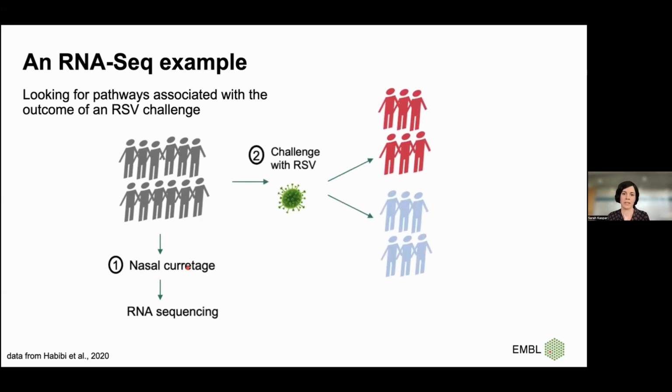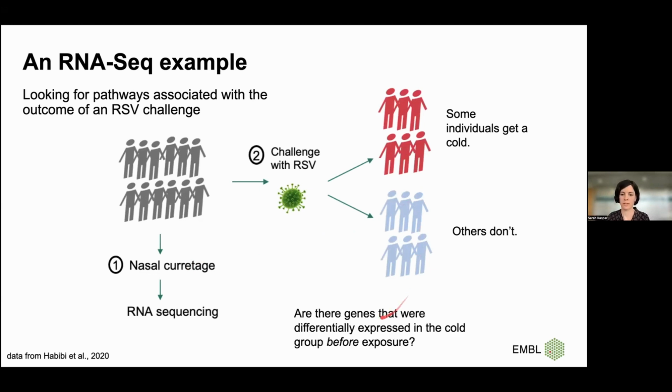Then they challenged each of the volunteers with the virus, so I think they put some drops of it in the nose. And then after a couple of days, some of the participants got a cold and some didn't. Now that the group was divided into two groups, the question was, of course, whether there were genes that are differentially expressed in the cold group before exposure, and maybe they are somehow showing pathways that are predictive for getting the disease or not.